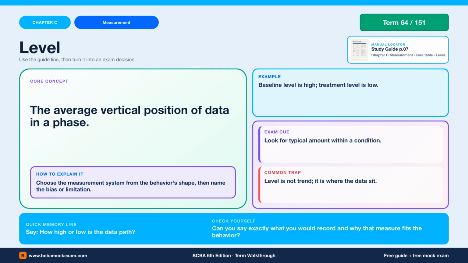Level. Level is the value of the data on the vertical axis. In plain English, it tells how high or low the behavior is. For example, aggression averaging 8 times per session is a higher level than aggression averaging 1 time per session. The exam cue is mean, median, or overall vertical position. The trap is confusing level with trend. Level is how much. Trend is direction. Memory line: Level tells where the data sit.